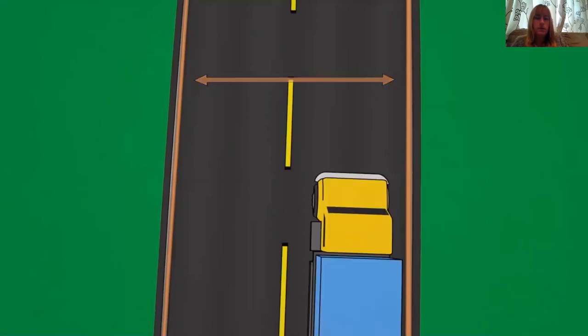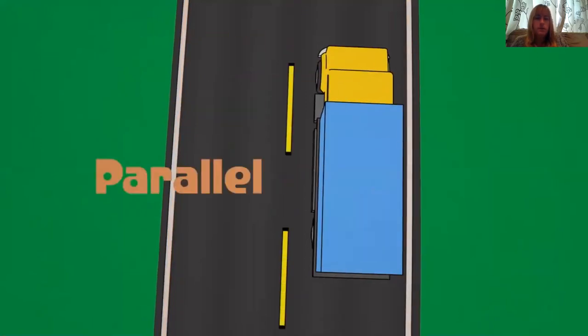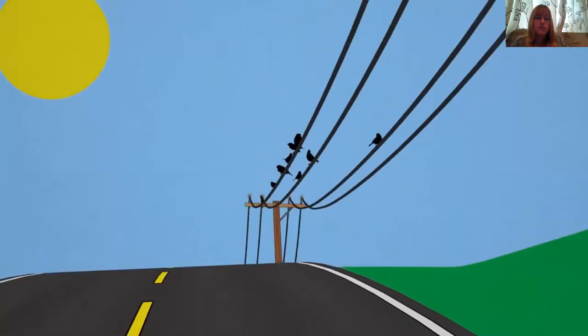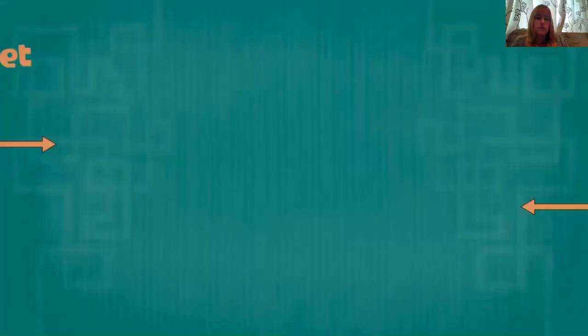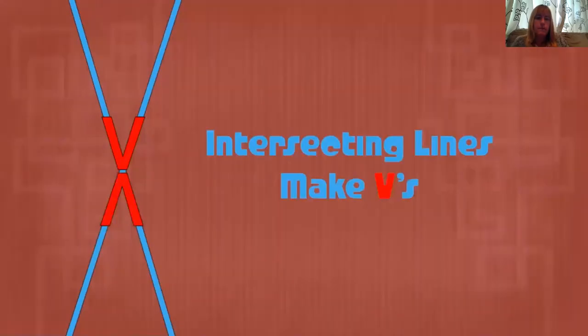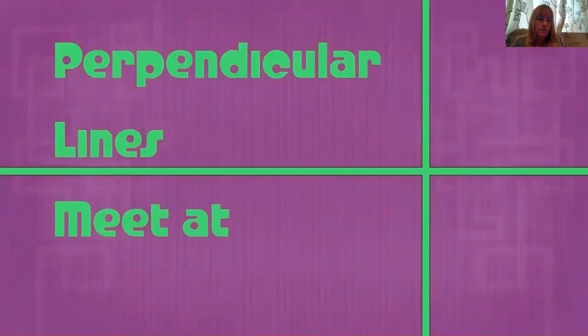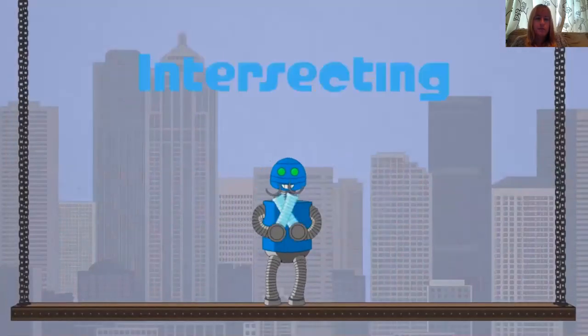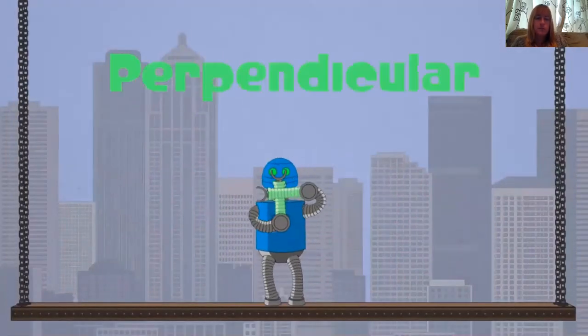Lines will never touch, you can tell that those two lines are parallel, like these telephone wires up above the street. Parallel lines will never meet. Lines meet at 90 degrees.